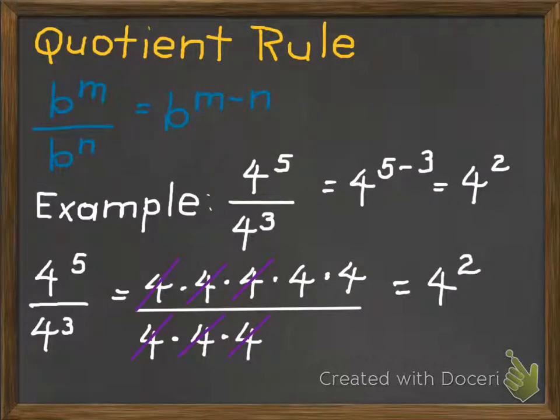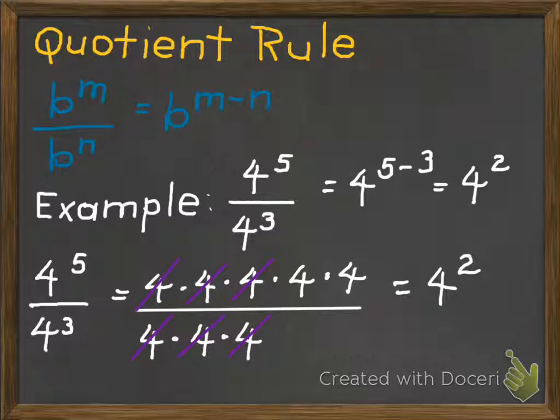The quotient rule. The quotient rule says that with the same conditions as the product rule, where the base is a real number and the exponents are positive integers, if the bases are the same and they're dividing, we can simply subtract the exponents. So b to the power of m divided by b to the power of n is equal to b to the power of m minus n.